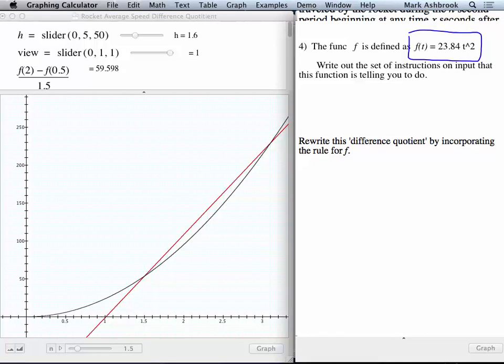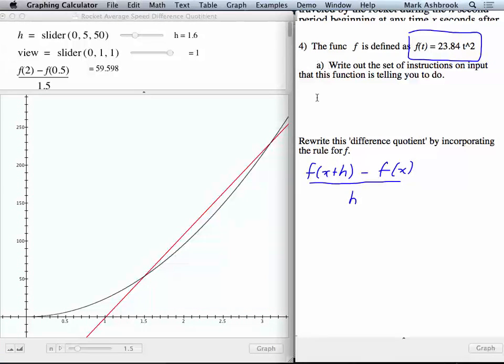And then, once you've got that, we're going to rewrite the difference quotient in terms of this rule. Okay, so what is our difference quotient again? f of x plus h minus f of x all over h. Okay, so write out the set of instructions. That's part A. Once you have the set of instructions on input, like in words, right? First, you take the input and you do this. Then you take that and you do this. So this function is telling you to do something to the input. Write out that set of instructions.